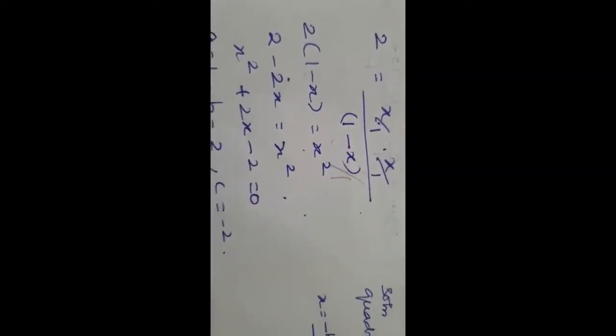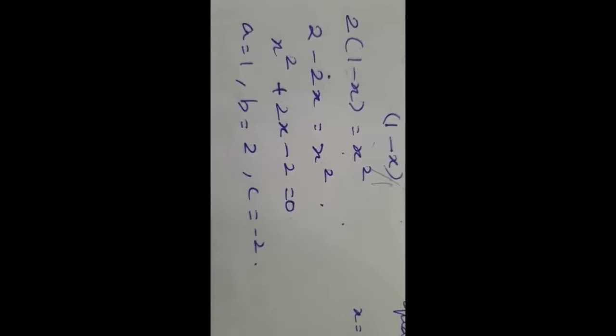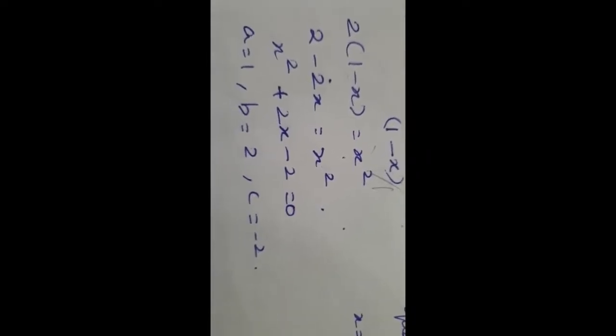So 2 minus 2X, multiplying inside the bracket. 2 minus 2X is equal to X square. So X square plus 2X, written in the form of X power. So X square plus 2X minus 2 is equal to 0. This is a quadratic equation. So what is the quadratic equation formula?